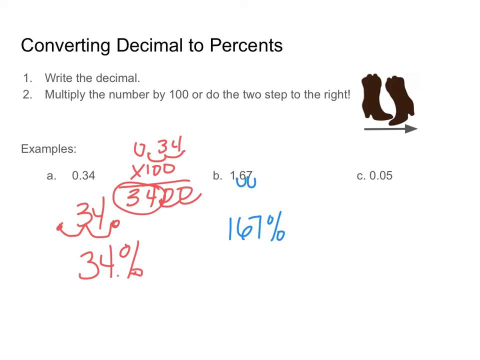And then the last one, you have C, which is 0.05. So again, you do the 2-step, 1, 2. So that's going to be 5%. So when you're converting a decimal to percent, all you're doing is doing the 2-step to the right.